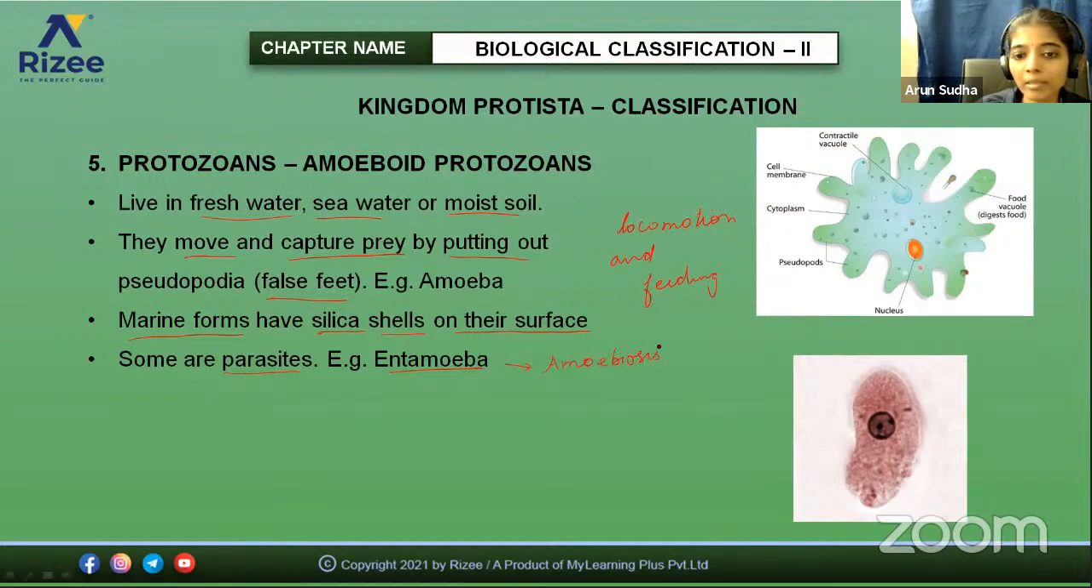Amoebiasis is caused by the organism Entamoeba histolytica. So in amoebiasis, they act as a parasite. Entamoeba is an example of amoeboid protozoa. Clear?